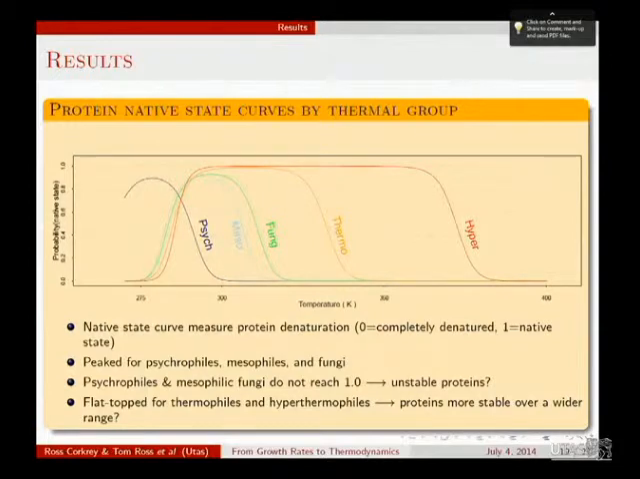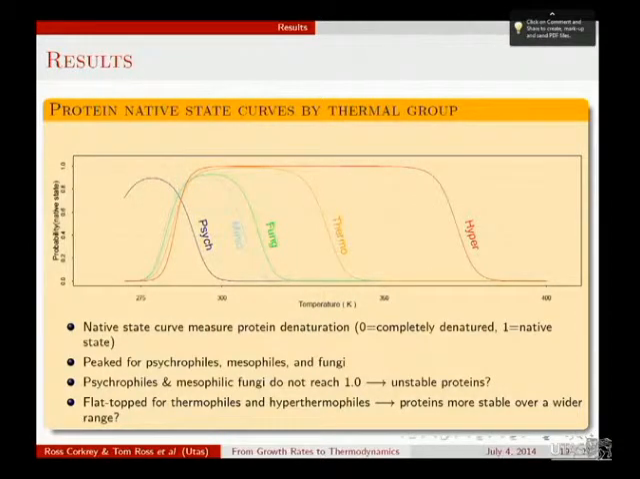Psychrophile, as you'd expect, is down at the lower temperature range, but you notice it doesn't go to 100%, which we speculate might mean that perhaps psychrophile proteins aren't that stable. Maybe they're slightly inherently unstable, so they never get to 100% fully denatured, or maybe they're not being replaced enough. Mesophiles and fungi also don't quite get there, but they are nevertheless sort of centered on each other.